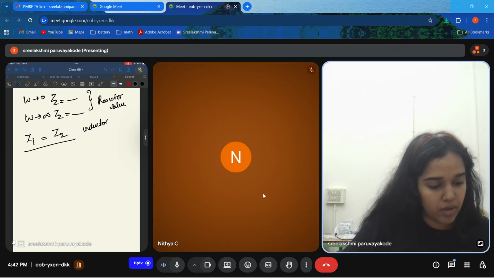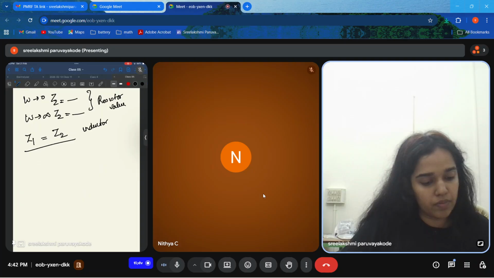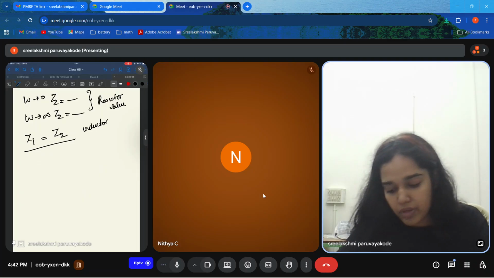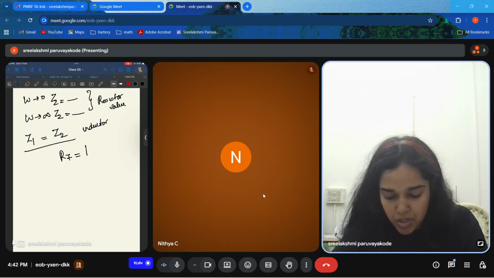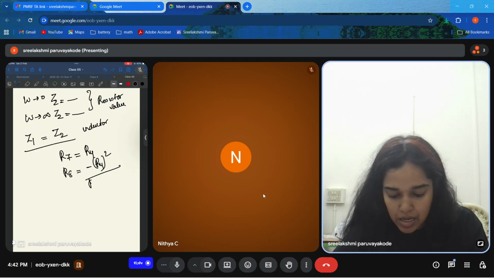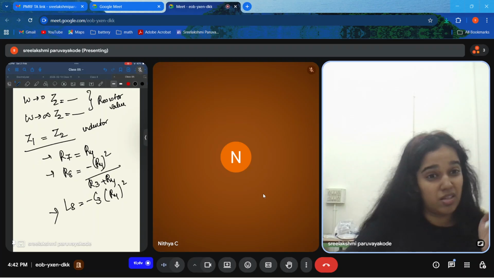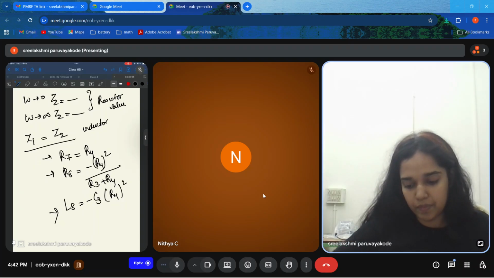If you're solving it properly, I can give you the answer. Your R7 value will be equal to R4. R8 will be equal to minus R4 square by R3 plus R4. And finally, L8 will be minus C3 R4 raised to square. When you're doing it, make sure you're getting these as the relation. Same as the previous question.